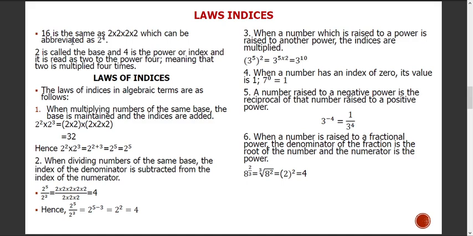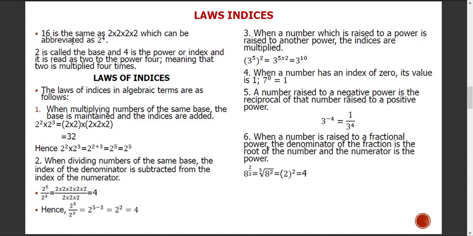The other scenario, or rule number 4, is when you have a number raised to power 0, its value is always 1. So whether we have 1,000 to power 0, or 1 to power 0, or 500 to power 0, or 10,000 to power 0, its value will always be 1. That is our law number 4.